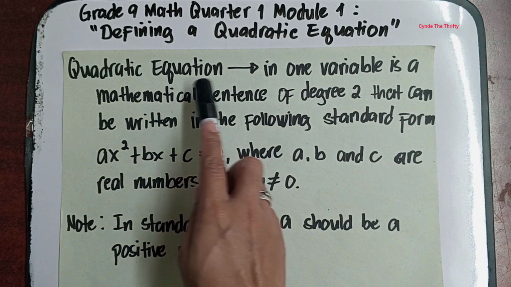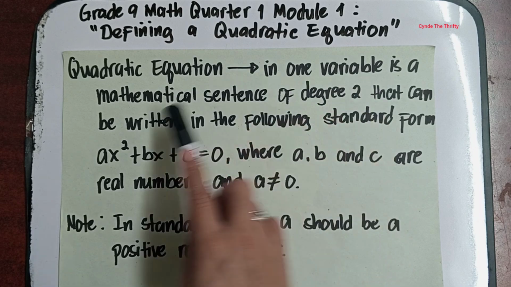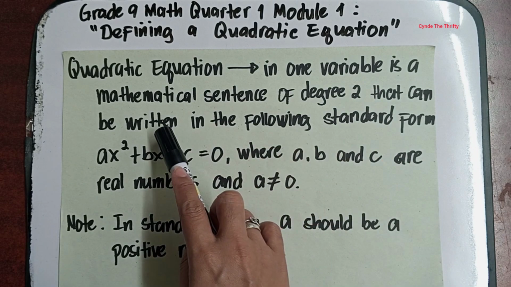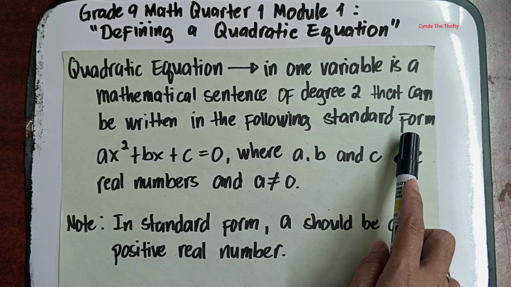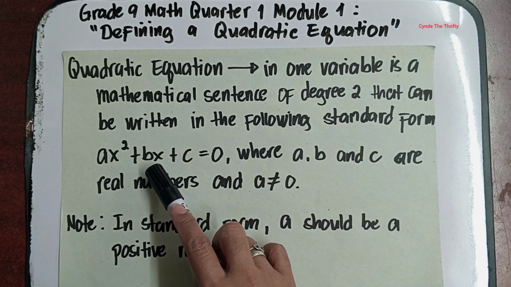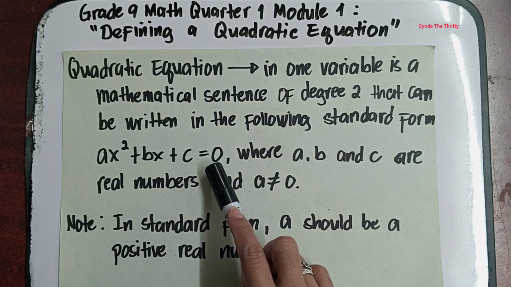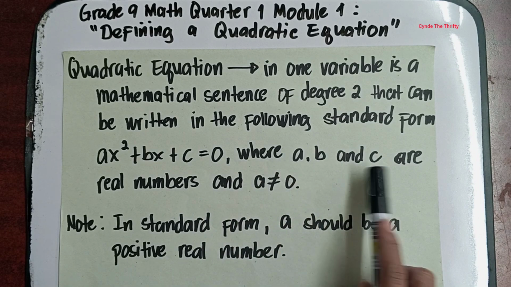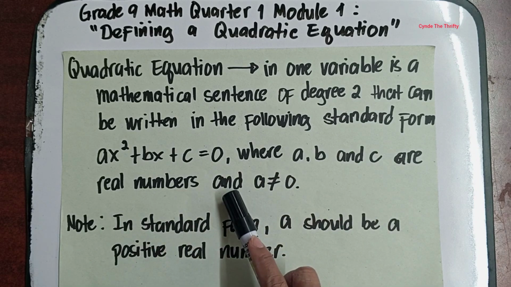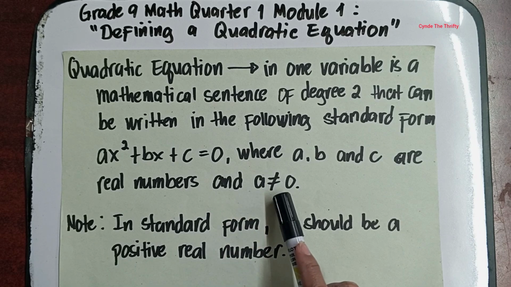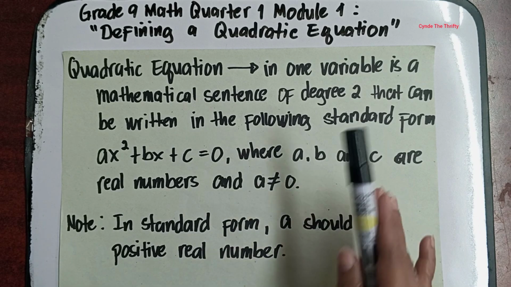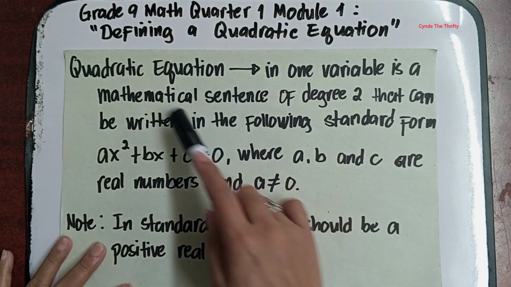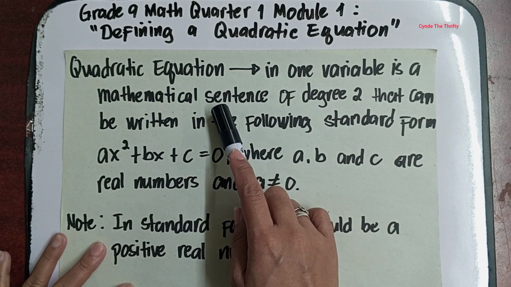Quadratic equation in one variable is a mathematical sentence of degree 2 that can be written in the following standard form: ax squared plus bx plus c is equal to 0, where a, b, and c are real numbers and a is not equal to 0. Okay, so isa-isahin natin siya. Ano daw yung quadratic equation? Ang quadratic equation natin is a mathematical sentence.